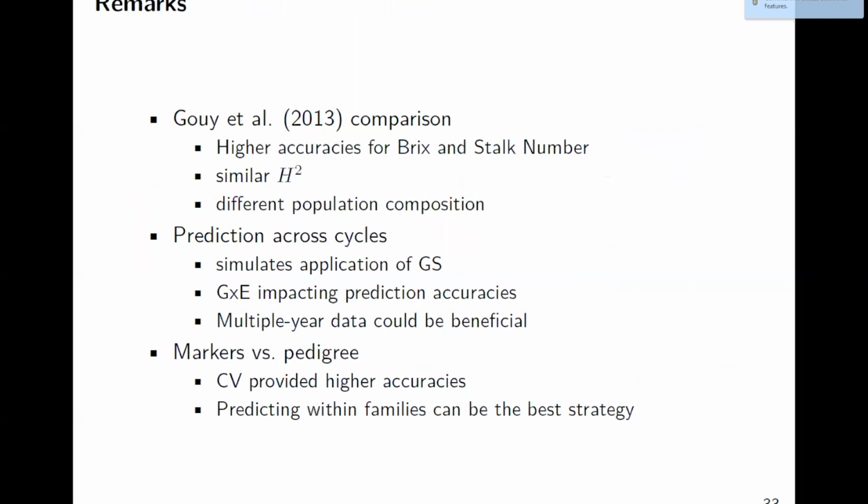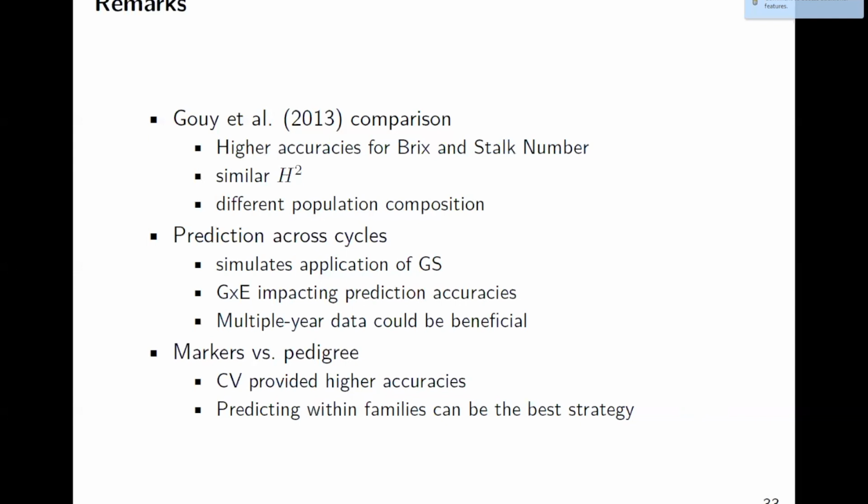The first paper that reported genome prediction in sugarcane was by Gui et al. in 2013. They actually had higher accuracies for bricks and stock number, which are the two traits we have in common here. Actually, I don't have stock number, but stock number is reported to be very correlated to weight, so maybe you can draw a comparison in this case. They had similar heritabilities, but higher accuracies.